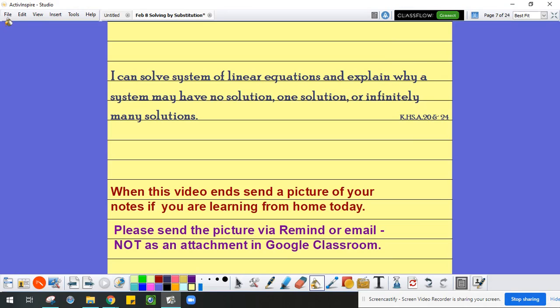Today we are continuing again with Unit 6 Systems. And yes, this is the same target that you saw the other day. I changed the background so it wouldn't be too much deja vu, but it is the same target. I can solve a system of linear equations and explain why a system may have no solution, one solution, or infinitely many solutions. Today we're going to focus on a little bit more substitution.